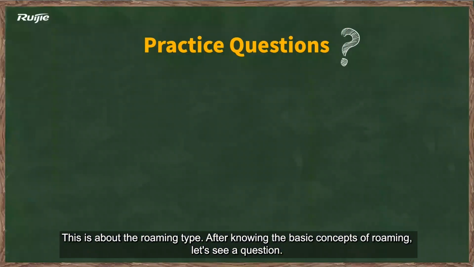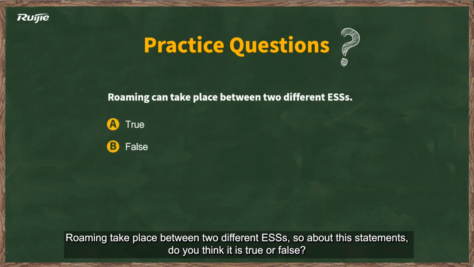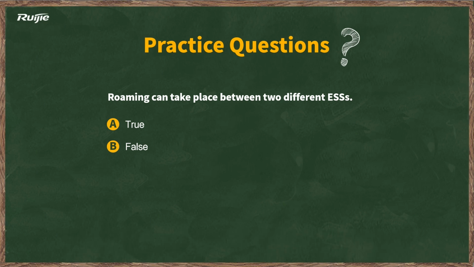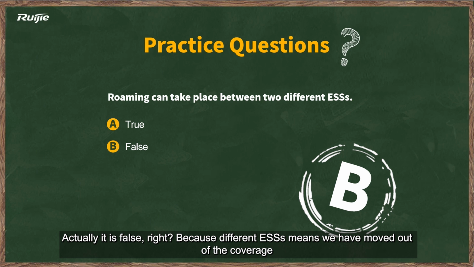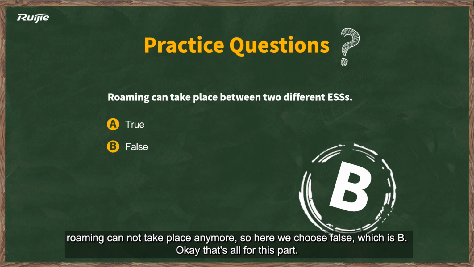After knowing the basic concepts of roaming, let's see a question. Roaming can take place between two different ESSs. So about this statement, you think it's true or false? Actually, it's false, right? Because different ESSs means we have moved out of the coverage of the WLAN, of the ESS, and everything has changed. Even the SSID has changed, so roaming cannot take place anymore. So here we choose false, we choose B. Okay, that's all for this part.